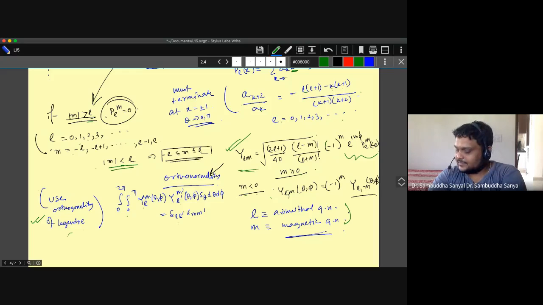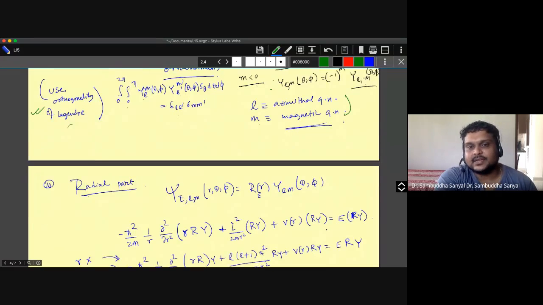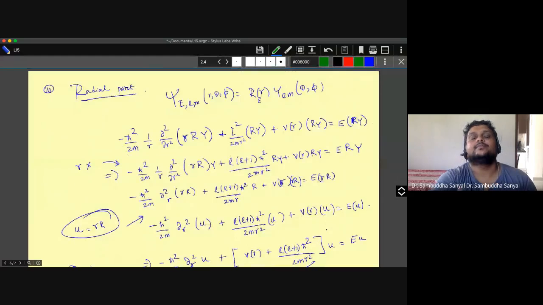For spectroscopic reasons and some historical reasons, they are called the azimuthal quantum number, and M is called the magnetic quantum number. They are basically just two quantized eigenstate indices for the Lz and L square operators. Okay, so now that we have this solution, let's look at what follows.